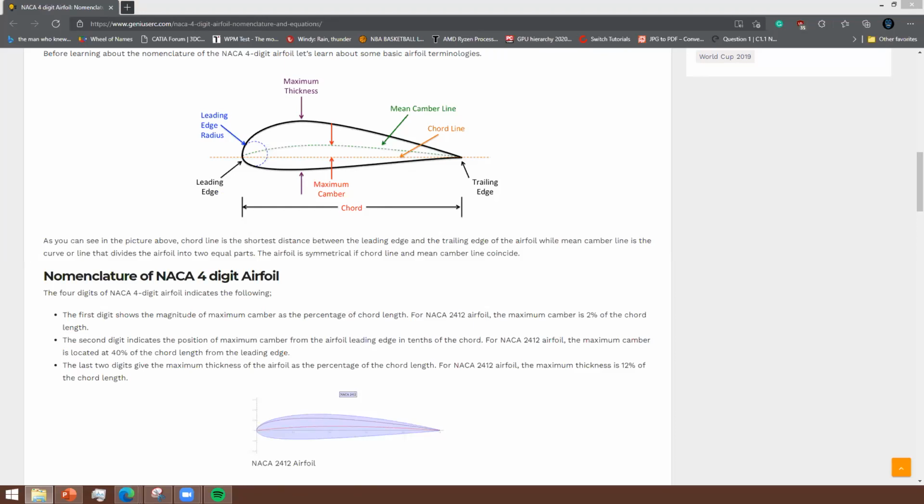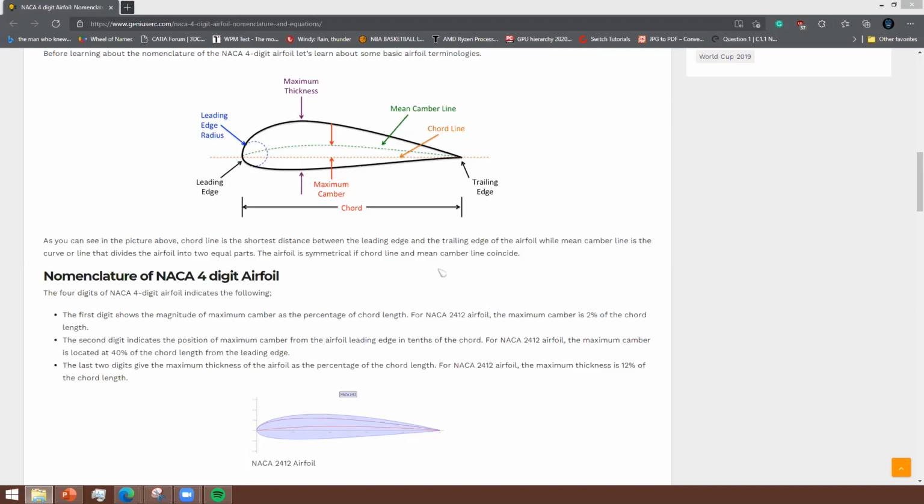So first, okay, so we have here, the 4-digit of a NACA 4-digit airfoil indicates the following. First, yung first digit natin is the magnitude of the maximum camber, as the percentage of chord length. So for NACA 2412 airfoil, the maximum camber is 2% of the chord length.